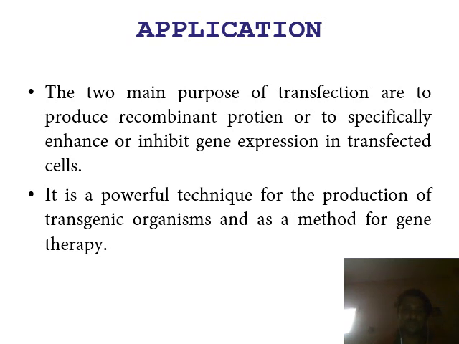Or we can also use RNAi technology, which is called antisense technology. In this case also we can transfer our RNA, called antisense RNA, inside the cells. So by using these methods of DNA transfection, we can do expression of recombinant protein, we can also produce transgenic organisms, and we can also do gene therapy.